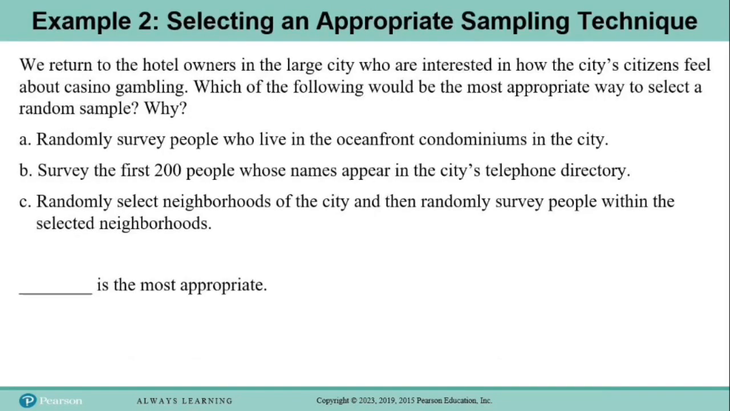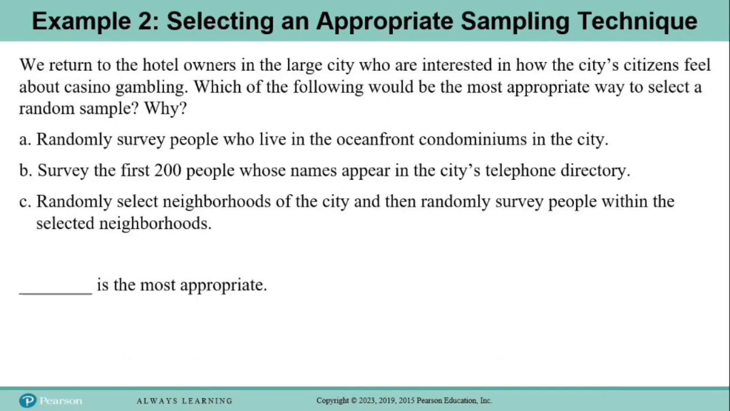Okay, so here's example 2, and we're talking about selecting an appropriate sampling technique. So let's go back to the hotel owners in the large city who are interested in how the city's citizens feel about casino gambling. Which of the following would be the most appropriate way to select a random sample and why? So choice A, we randomly survey people who live in the oceanfront condominiums in the city. Or choice B, we survey the first 200 people whose names appear in the city's telephone directory, if you can even find one, right?